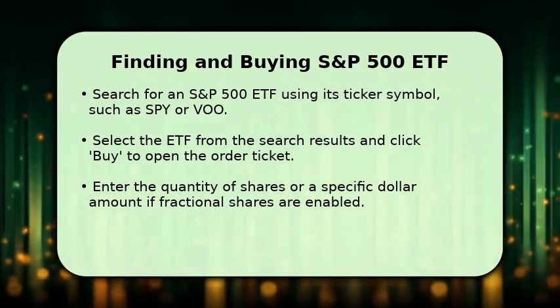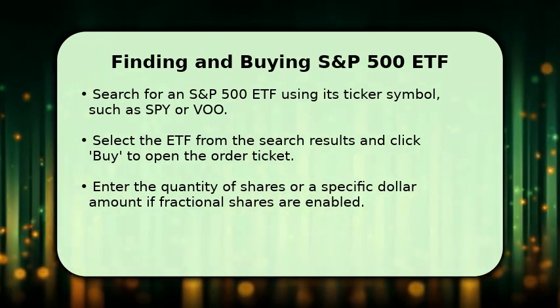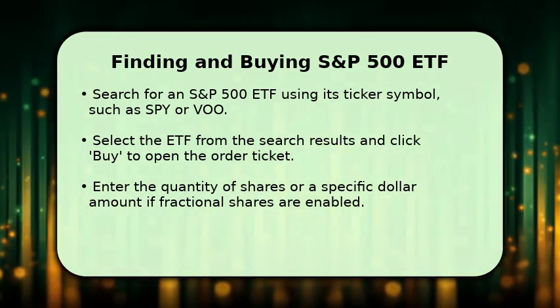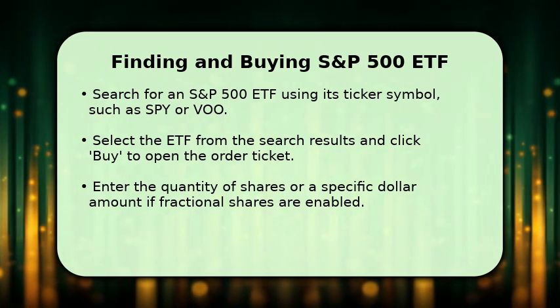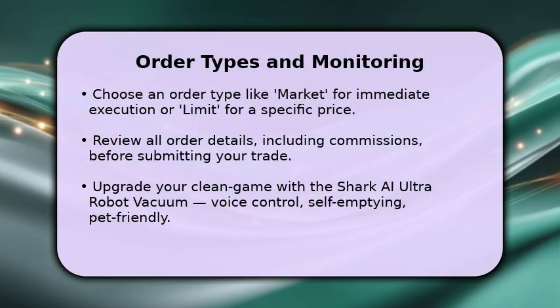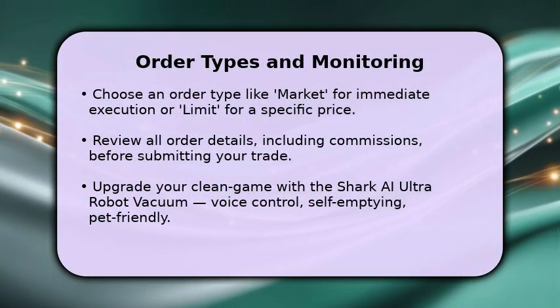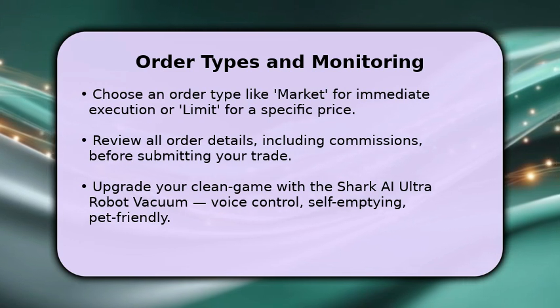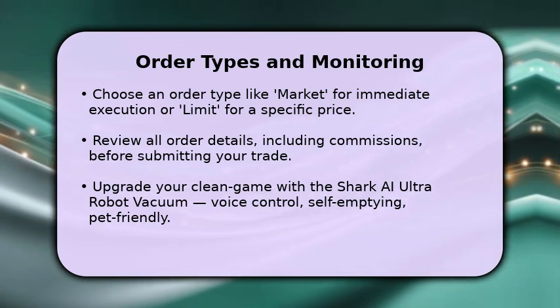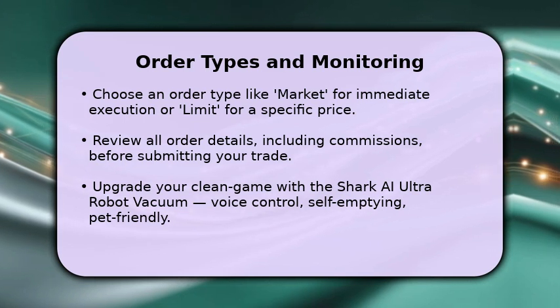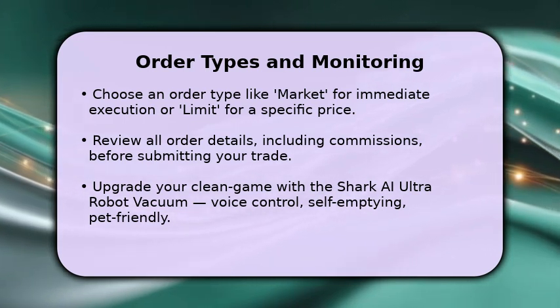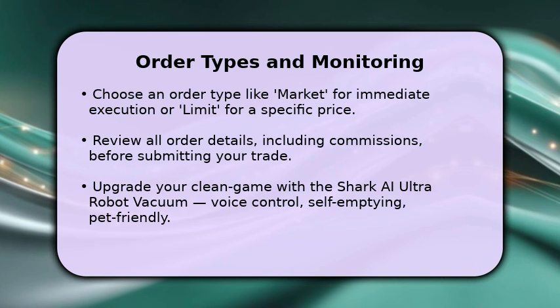Here, you can specify the number of shares you wish to purchase or a dollar amount if you're buying fractional shares. When placing your order, you'll choose an order type. A market order executes immediately at the current market price, while a limit order lets you set a maximum price you're willing to pay. Always review your order details, including any commissions, before submitting.